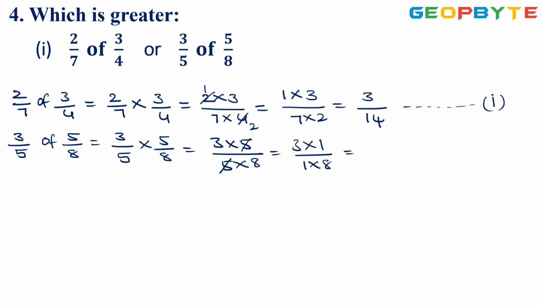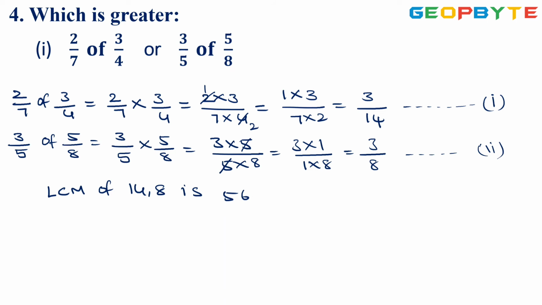3 ones are 3, 1 8s are 8. This is the equation number 2. Now convert 1 and 2 into like fractions. LCM of, here in denominator we are having 14 and here we are having 8. So we need to find the LCM of 14 comma 8, is 56. So LCM of 14 comma 8 is 56.